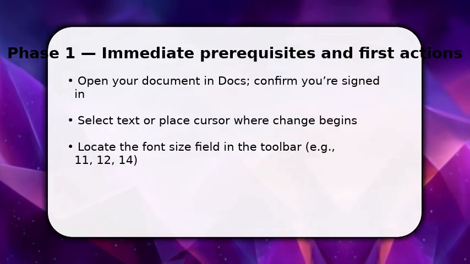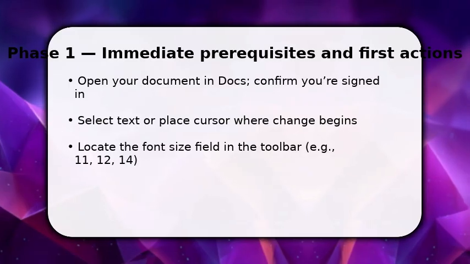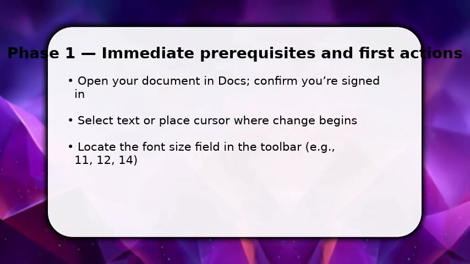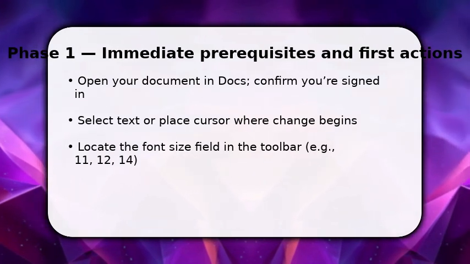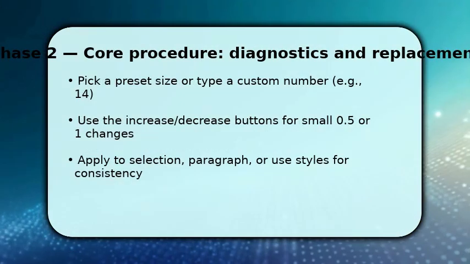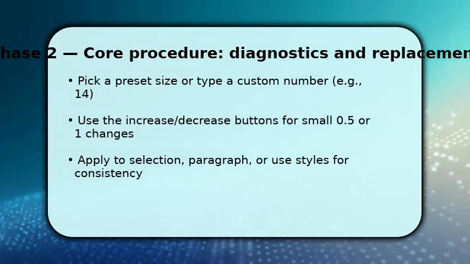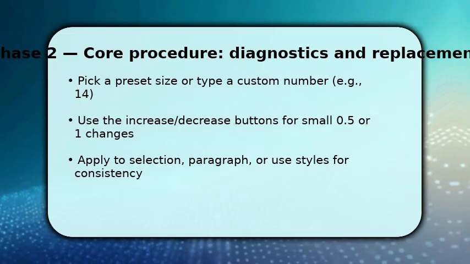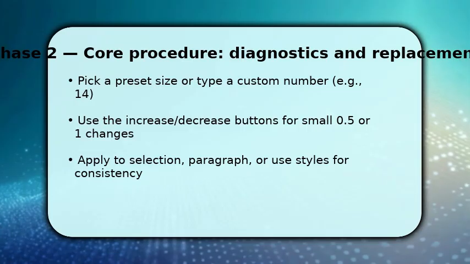This first step matters because selecting text defines scope, and using the toolbar ensures consistent formatting across headings and body text. Now change the size. Choose a preset from the drop-down or type a precise number, for example 14, if you need a specific look. Make sure to use the increase and decrease buttons for incremental adjustments. They let you nudge by one or smaller steps depending on the editor.